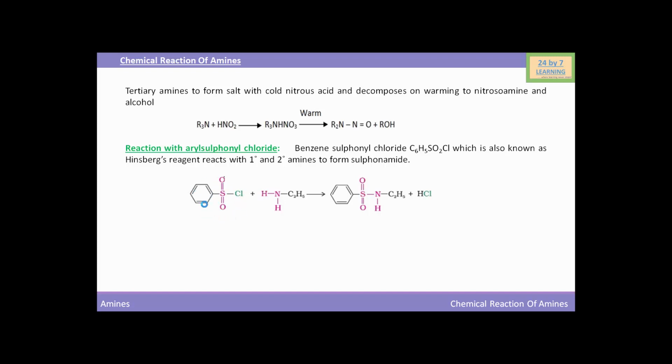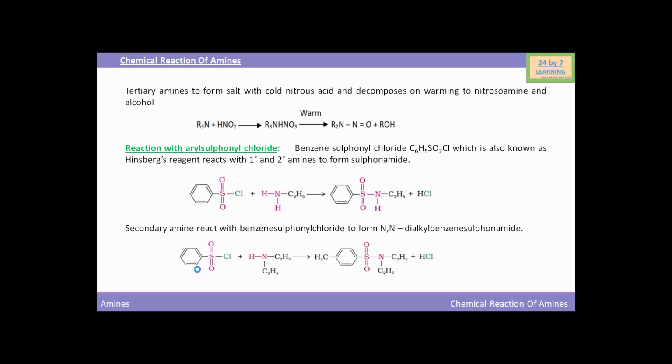This is C6H5SO2Cl, that is benzene sulfonyl chloride. When it reacts with C2H5NH2, that is the amine, then the reaction will yield sulfonamide. This is the sulfonamide. While secondary amines react with benzene sulfonyl chloride to form N,N-dialkyl benzene sulfonamide.